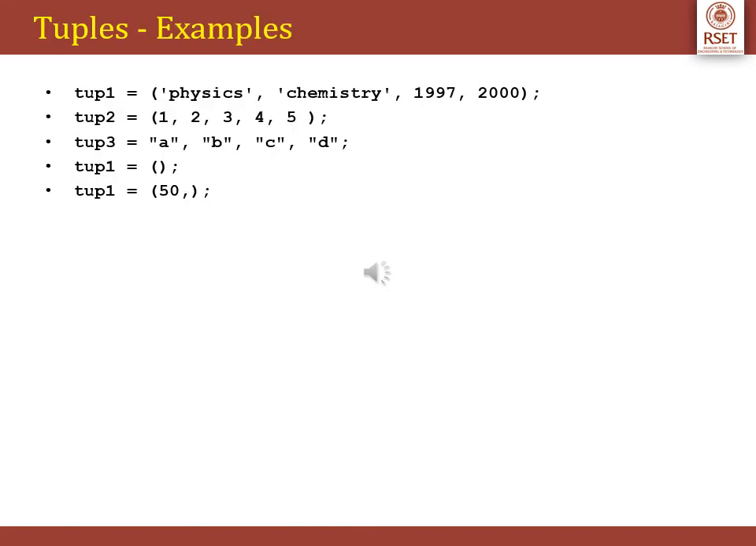Given are some examples of creating tuples. Creating a tuple is very simple. For creating a tuple, you need to put the different comma separated values within parentheses. Even if you are not mentioning parentheses, by default it will be taken as a tuple. So if you want to create a tuple with a single element, you must add a comma after the element.